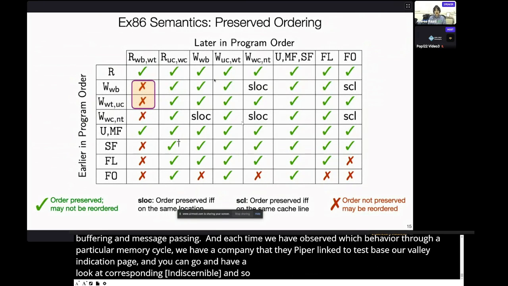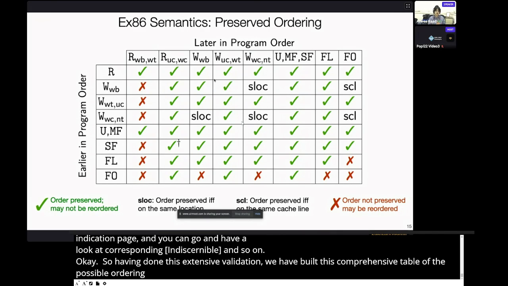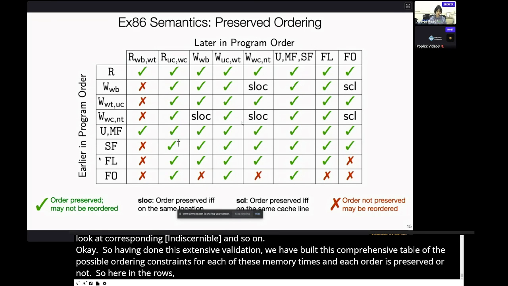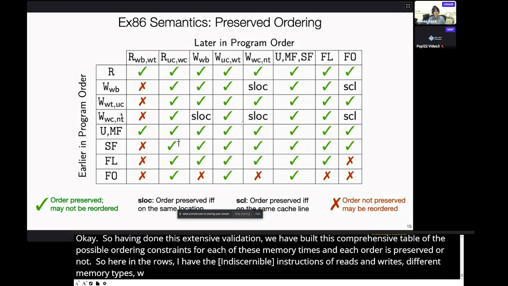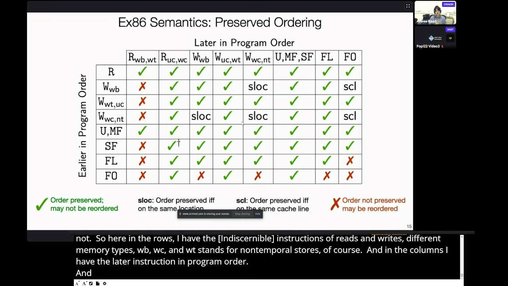Okay, so having done this extensive validation, we have built this comprehensive table of the possible ordering constraints for each of these memory types and which order is preserved or not. So here in the rows, I have the earlier instructions in program order, so reads and writes of different memory types, for instance, WB, WT, and NT stands for non-temporal stores, of course. And in the columns, I have also the later instruction in program order. And this table is indicating whether or not the ordering is preserved.